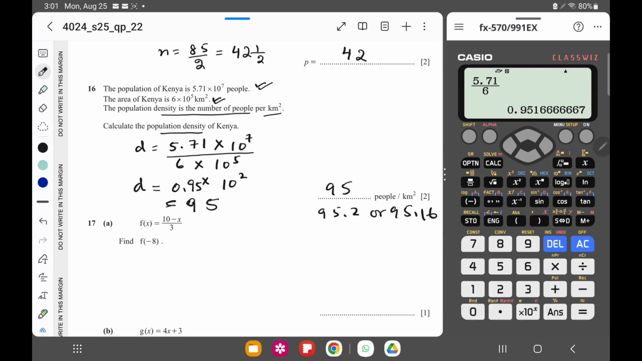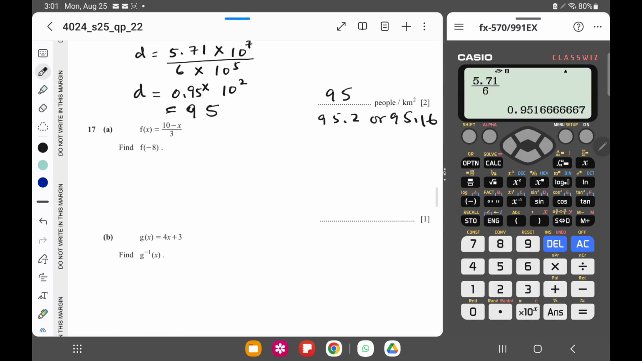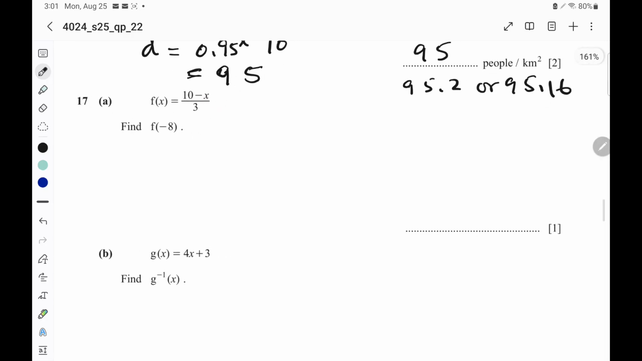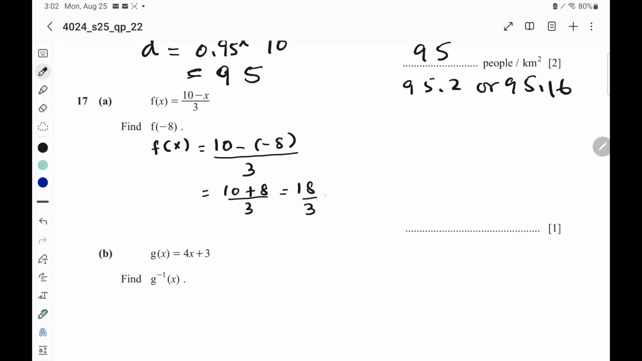All right, now question number 17. In question number 17, f of x equals 10 minus x upon 3, and f of minus 8 is required. So I have to put minus 8 in place of x, so f of x is equal to 10 minus minus 8 upon 3, that is 10 plus 8 upon 3, which means 18 over 3, which means 3 sixes are 18, so 6 is the answer.